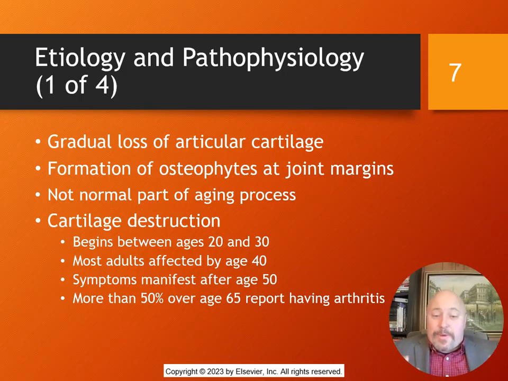Osteoarthritis is characterized by that gradual loss of articular cartilage, that cartilage within the joints, and also the formation of osteophytes in the joint margins, and this is that worn down, discarded tissue building up on the edges. It is not part of the aging process. Cartilage destruction begins between ages 20 and 30. Most adults are affected by age 40. Symptoms manifest after age 50, and more than 50% over the age of 65 report having arthritis.